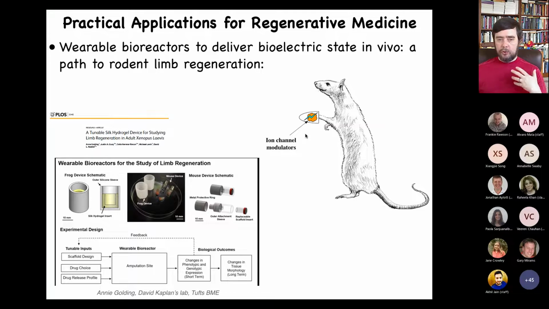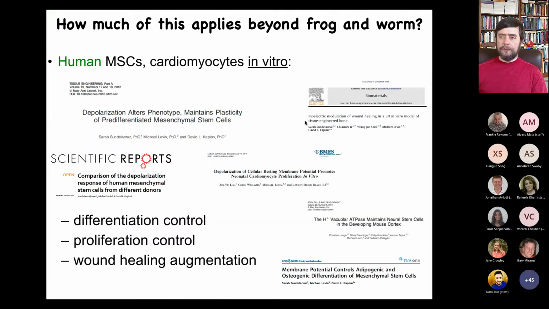Again, the idea is to trigger a complex response, not try to micromanage it, but basically convince the cells that that's what they should be building. And all of this does work. This is not just something for frogs and worms. These kind of strategies, we've used them in human mesenchymal stem cells and cardiomyocytes to do these kinds of things.